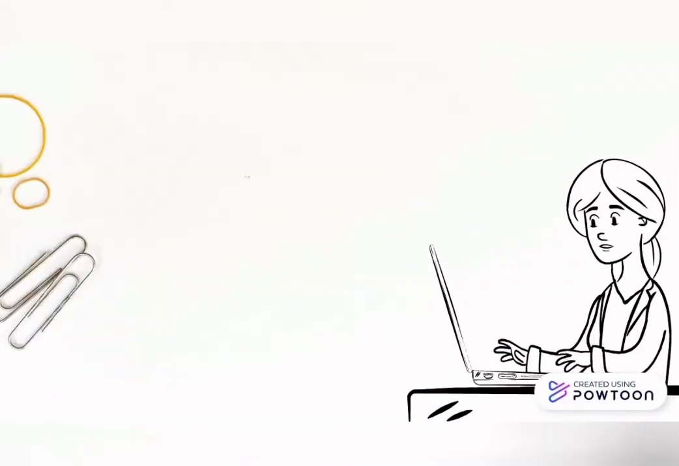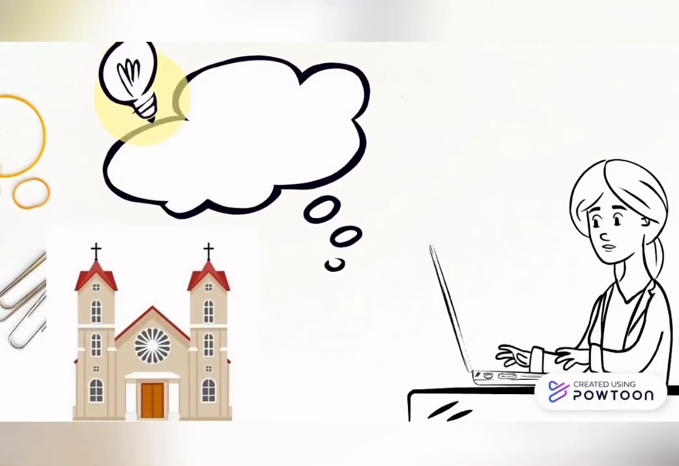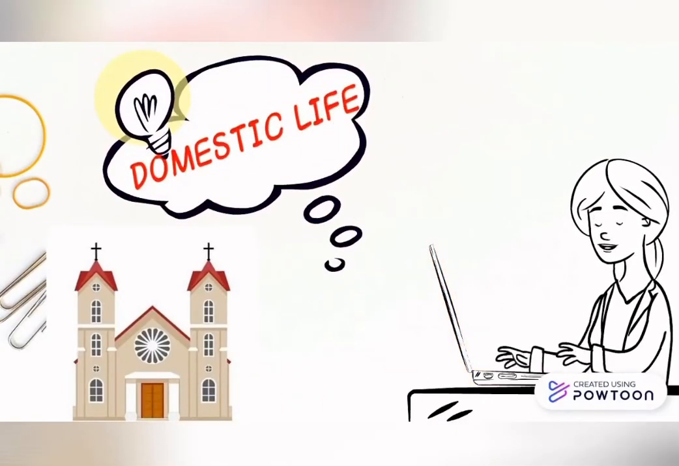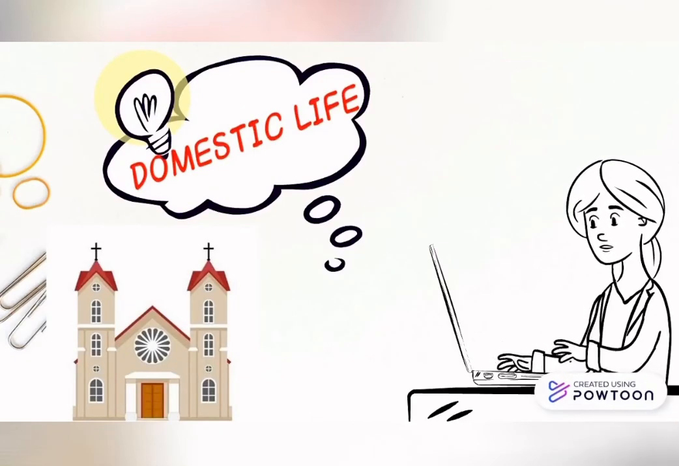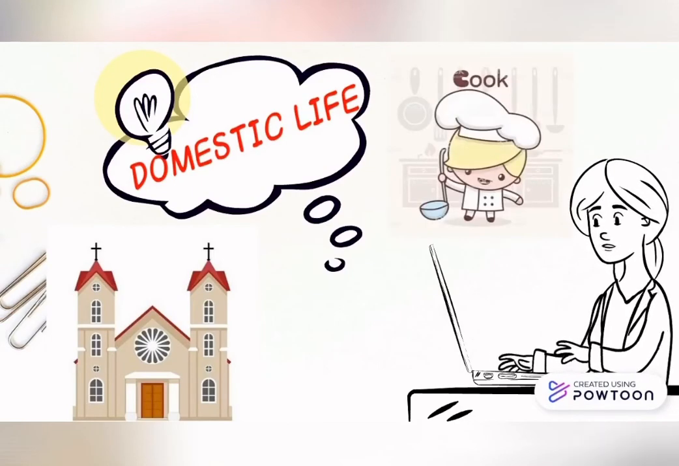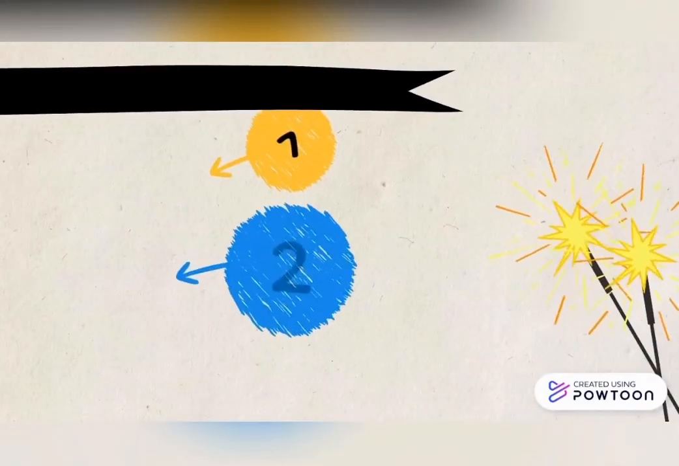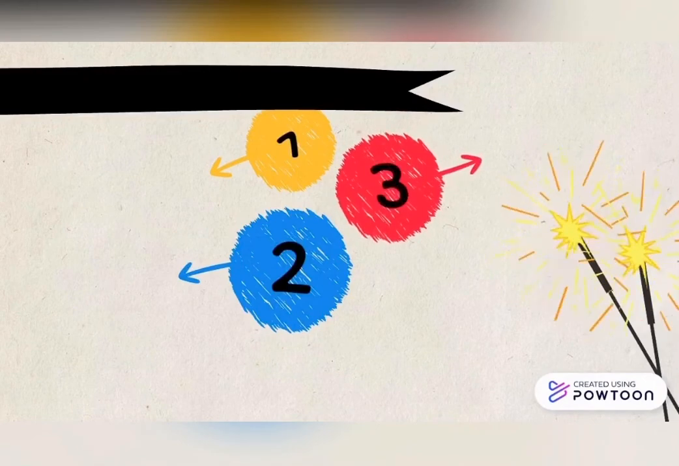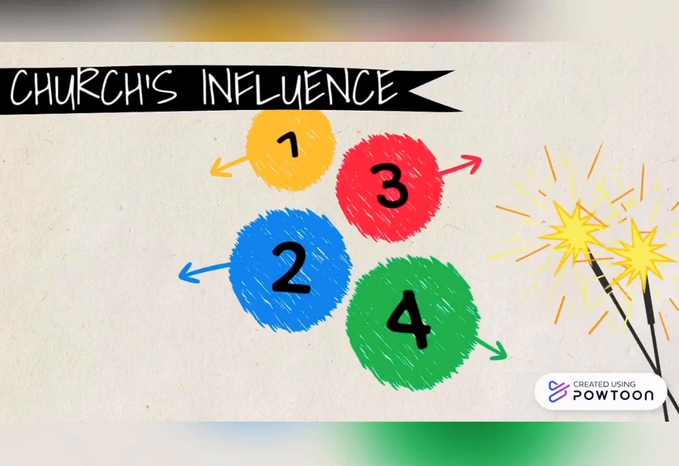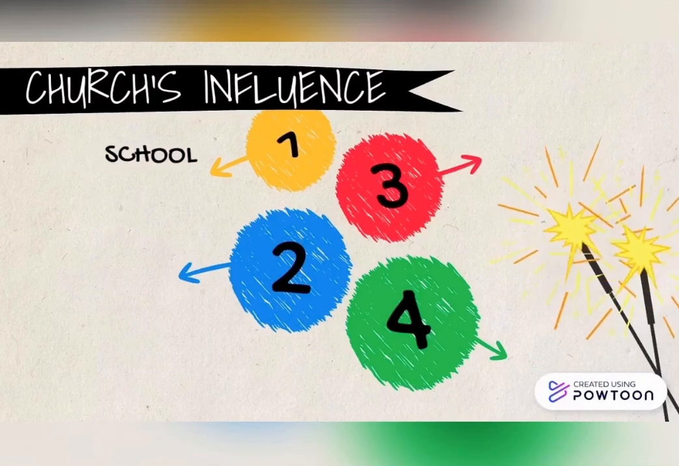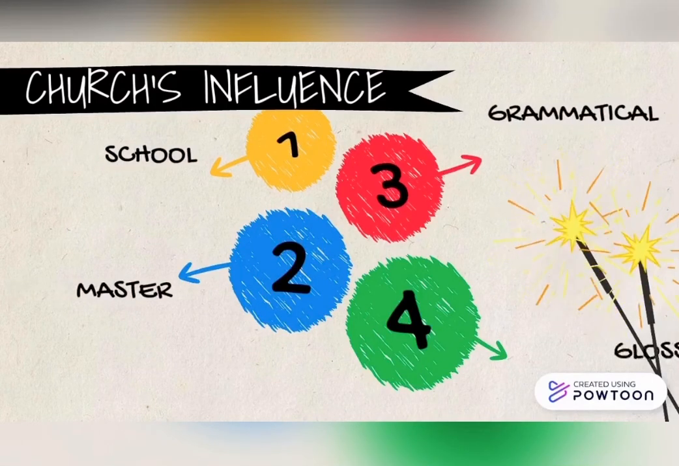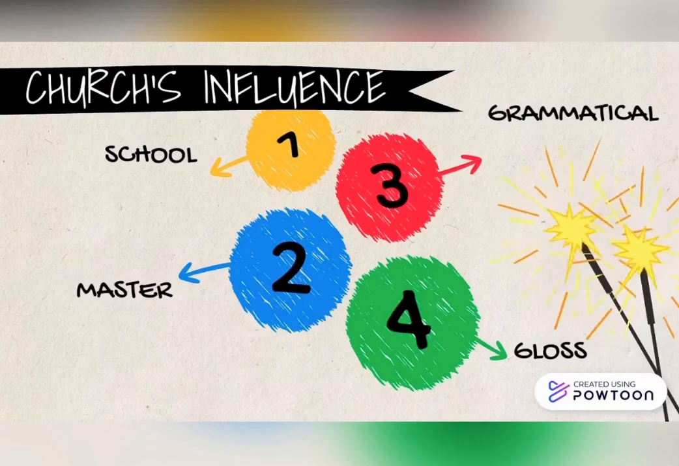But the Church also exercised a profound influence on the domestic life of the people. This is seen in the adoption of many words, such as the names of articles of clothing and household use, such as cap, sock; words denoting food, such as beet and cabbage, to which we may add the noun cook. A certain number of words having to do with education and learning reflect another aspect of the Church's influence, such as school, master, grammatical, gloss, and many others.